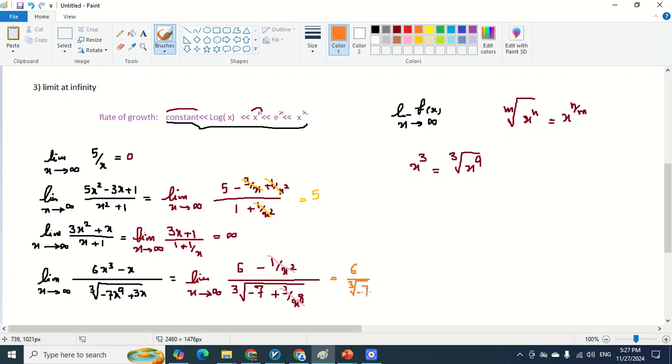So if we have an odd number as a root, it's allowed to have a negative number under the root, otherwise you cannot have the negative value.